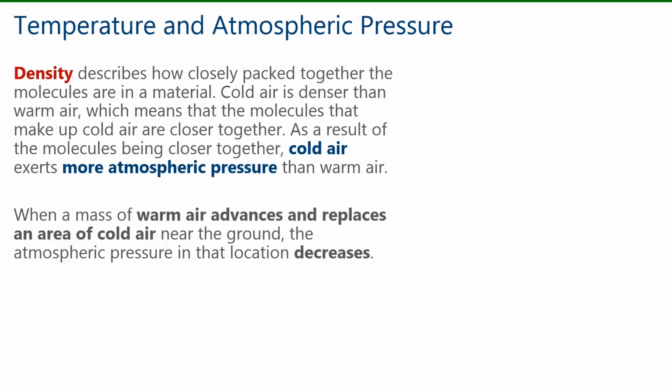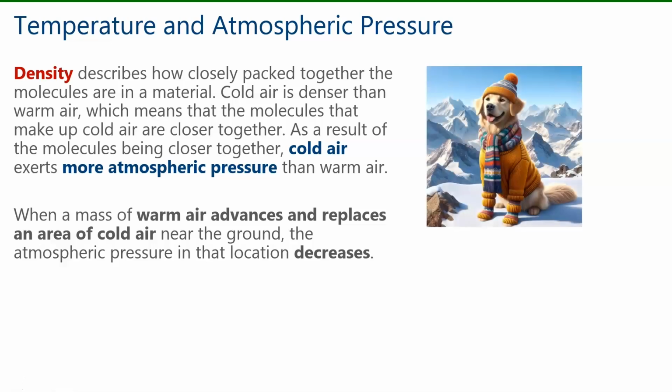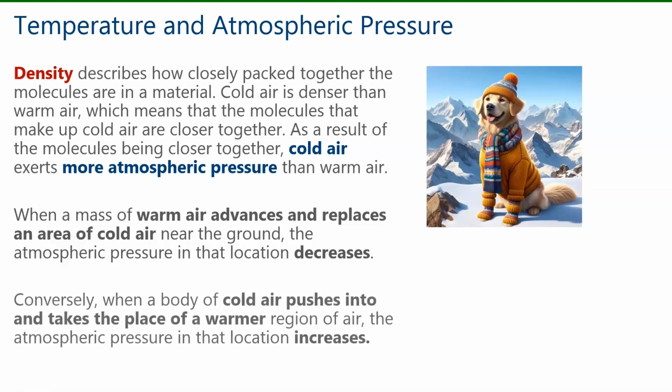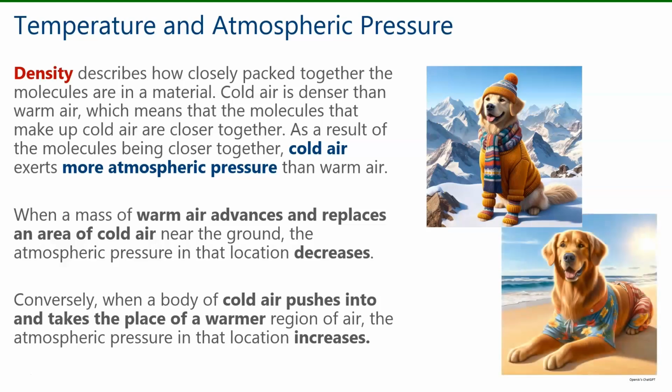When a mass of warm air advances and replaces an area of cold air near the ground, the atmospheric pressure in that location decreases. Conversely, when a body of cold air pushes into and takes the place of a warmer region of air, the atmospheric pressure in that location increases.